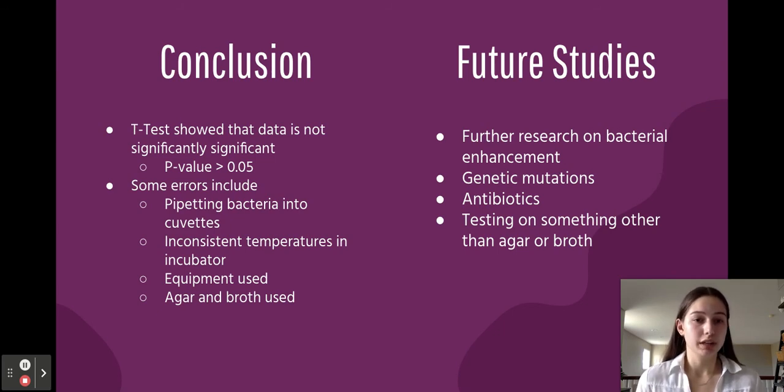For future studies, there could be more research on bacterial enhancement like I did in this lab. I know a lot of research is going into CF genetic mutations to try to fix that incorrectly folded protein. Also, there could be better antibiotics to help fight off infections, and also testing on something other than broth and agar like I did.